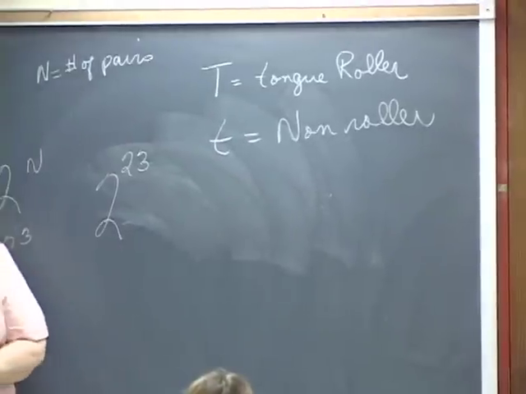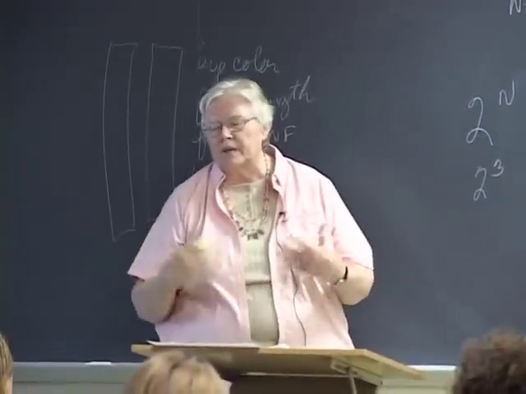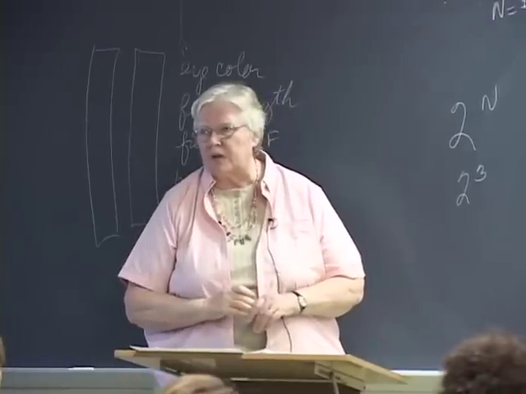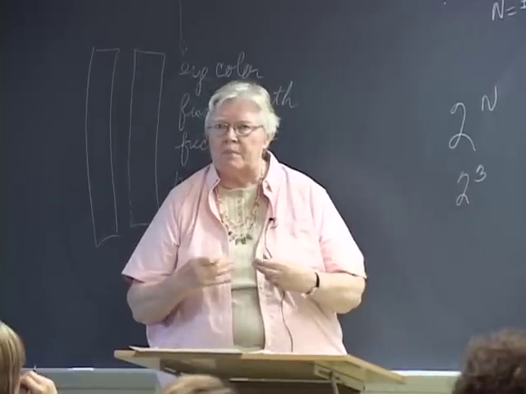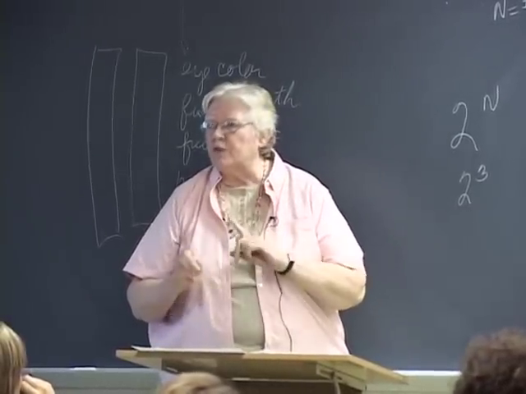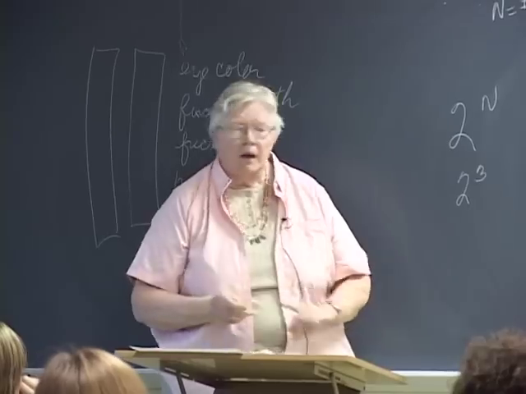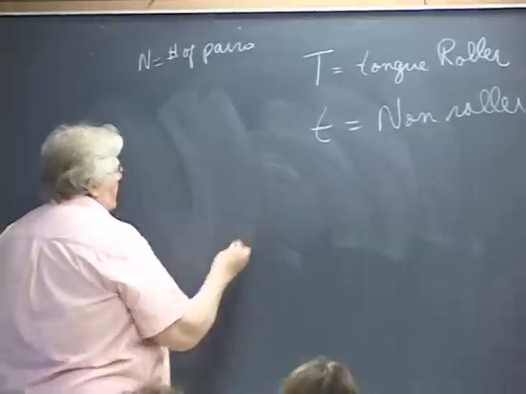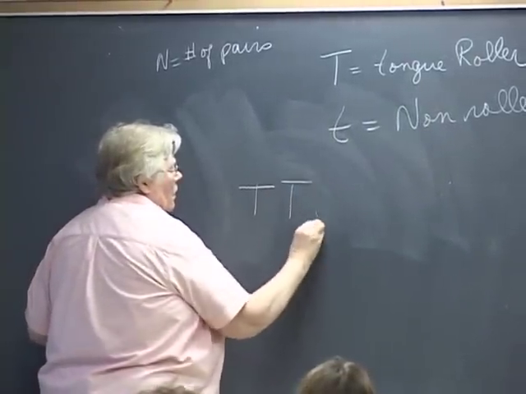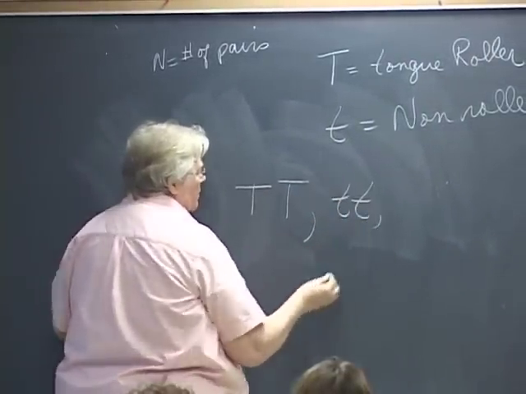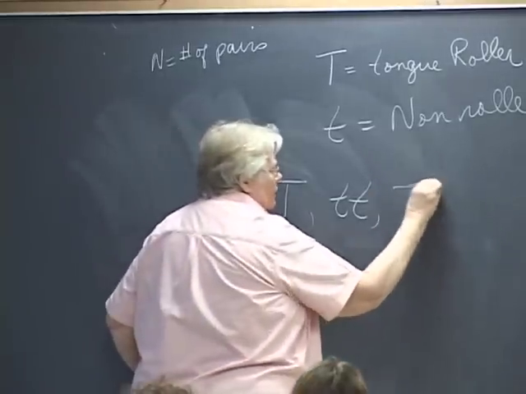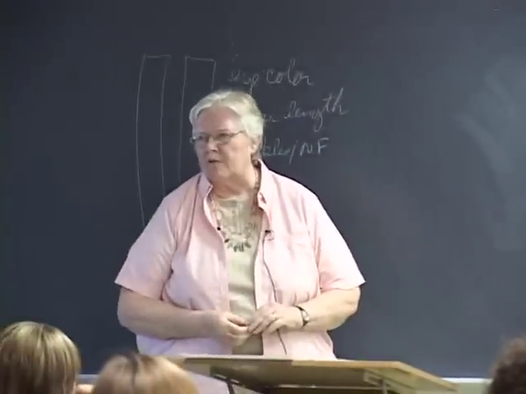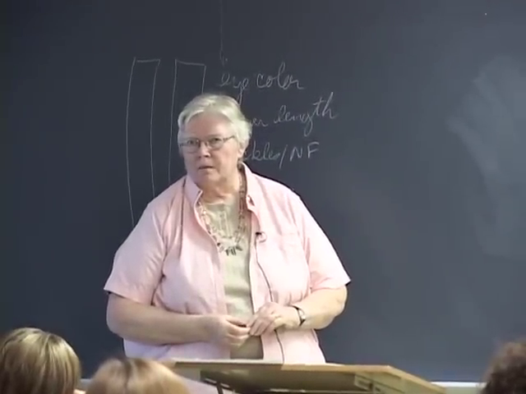Okay. So if we let capital T represent a person who can roll their tongue, or the gene for being able to roll your tongue, and small t represent the gene for not being able to roll your tongue, we come to your genotype. We all have 2 genes for this characteristic. So our genotype could be large T, or it could be small t, or it could be one of each. That would be the 3 genotypes that we could have.